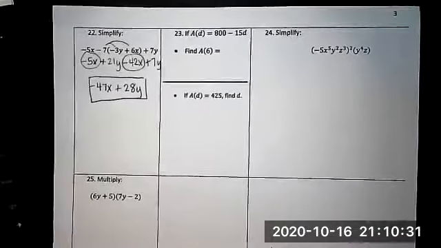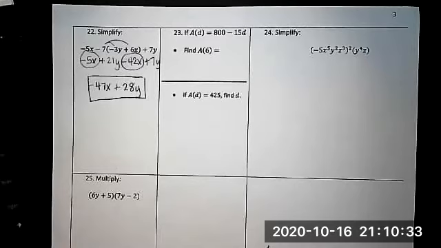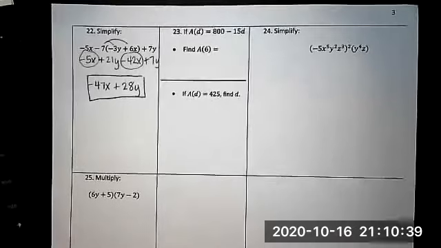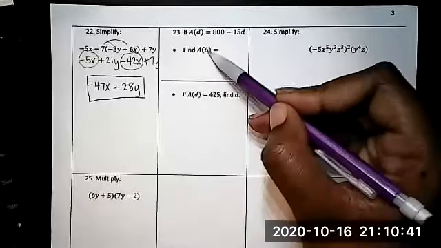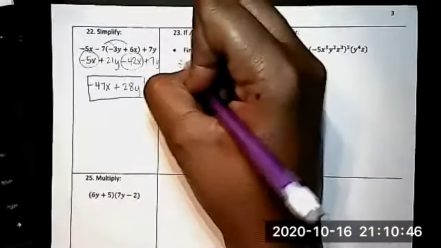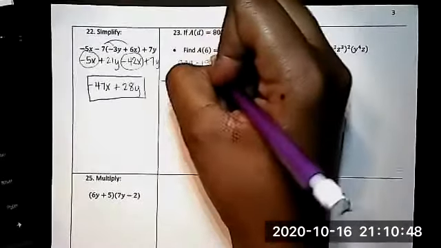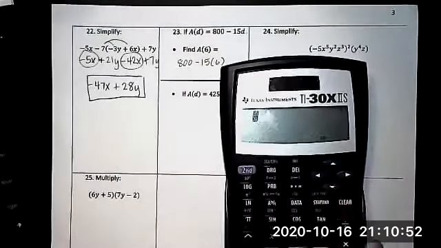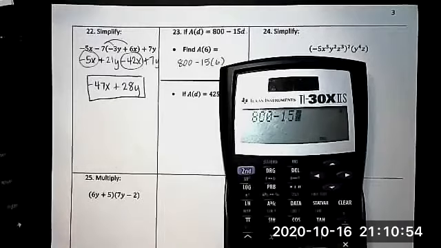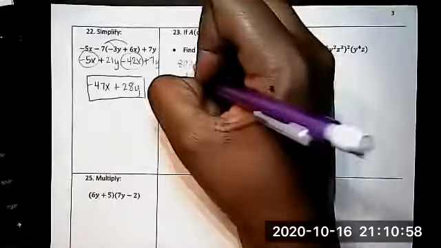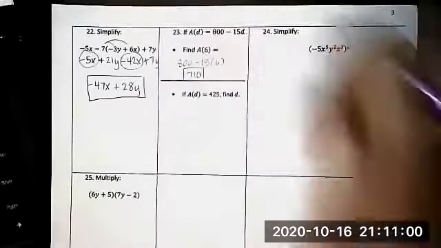All right, so here it says if a sub d equals 800 minus 15d, find a of 6, a sub 6. So basically here, all you're doing is replacing d with 6 here, okay? 800 minus 15 times 6, that's basically what they want. So I can just throw that in my calculator. 800 minus 15 times 6 is 710. So your answer is 710 for the top.